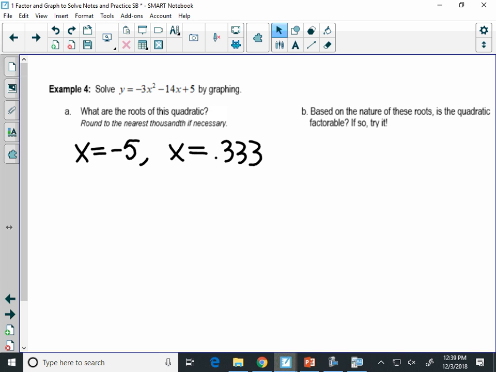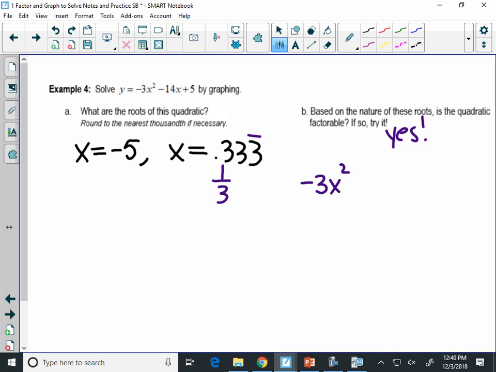Okay, so we have these answers. Now, are those roots rational or irrational numbers? Irrational. They're irrational. What is 0.3 repeating? 1/3. These are both rational answers. So because they got rational roots, do you think that you could factor that quadratic? Yes. If you get rational roots, you should be 100% able to factor the quadratic. So if I have the quadratic negative 3x squared minus 14x plus 5, how would you factor it to solve it? Split the middle.